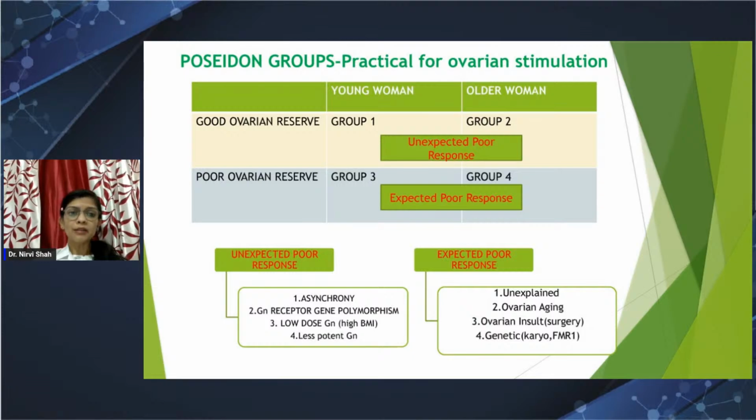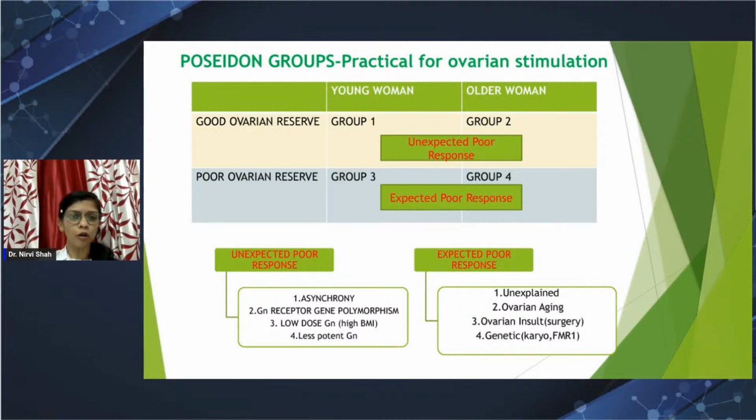Second, there could be a gene receptor polymorphism. A lot of research has been done on FSH receptor polymorphisms, of which SER680 is found to be very commonly associated with poor ovarian response in older women. The third option is a low dose of gonadotropin with respect to high BMI, as in, a very low dose of gonadotropin was started.